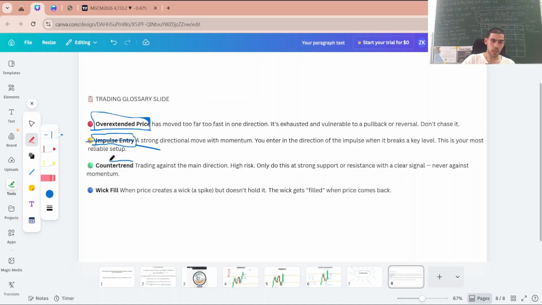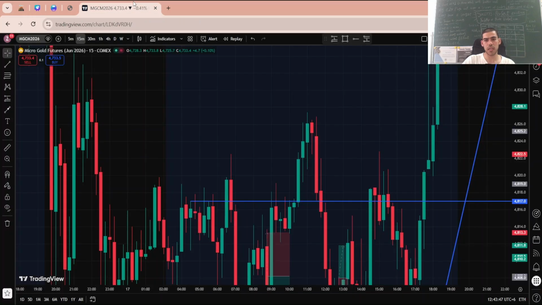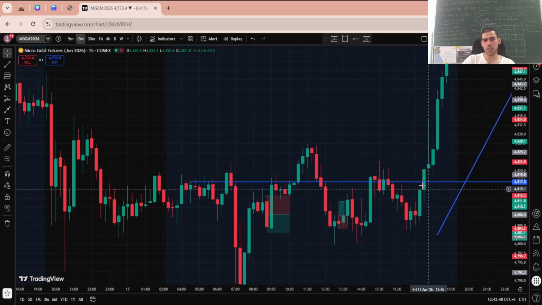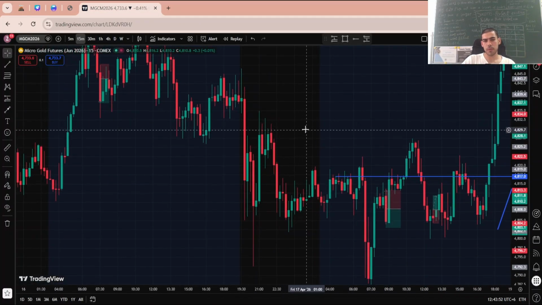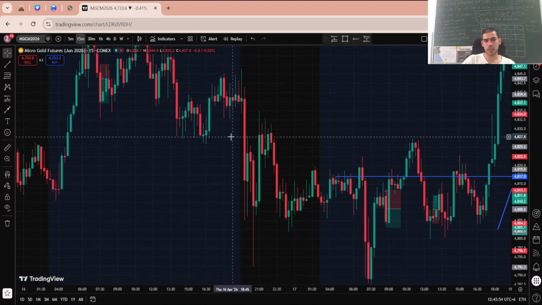And also the counter trend trade as well. So if you are a beginner trader, just stay away from impulse entries and counter trend trades. Counter trend, in simple terms, is when you are taking a trade against the trend.